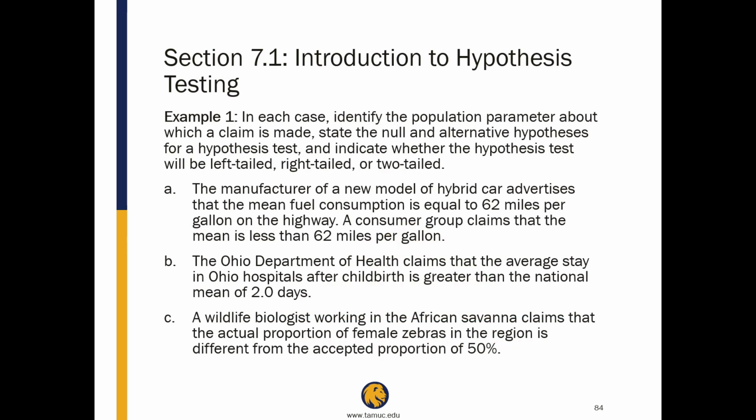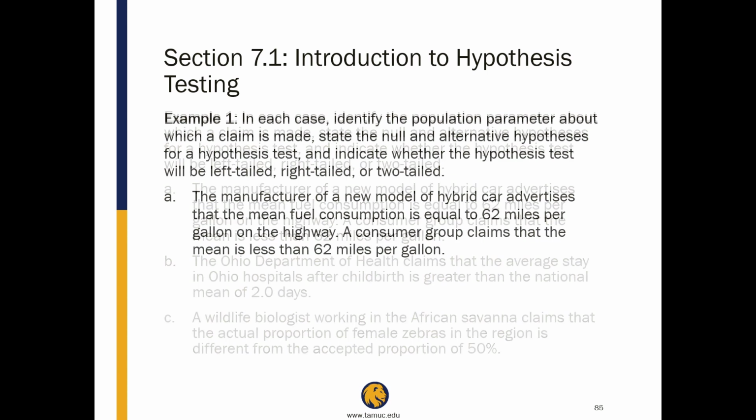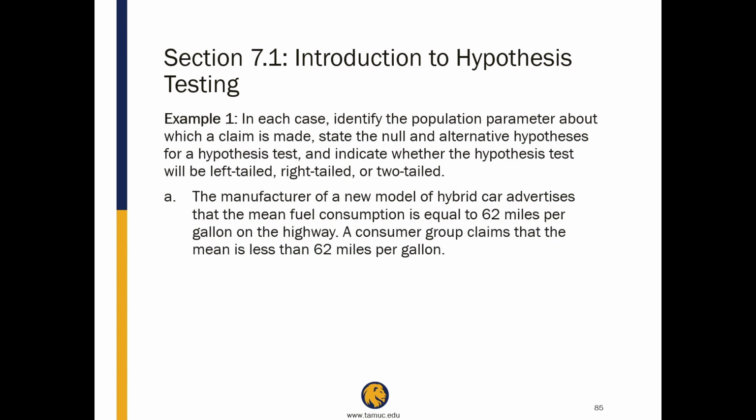Let's go through some examples, some scenarios. We're going to identify the population parameter, state the null and alternative hypothesis, and indicate whether the hypothesis is left, right, or two-tailed. Starting with the first one here: the manufacturer of a new model of hybrid car advertises the mean fuel consumption is equal to 62 miles per gallon. A consumer group claims that the mean is less than 62 miles per gallon.